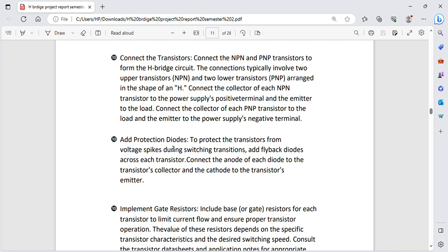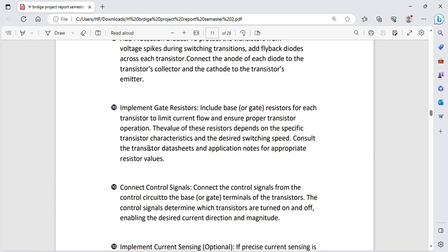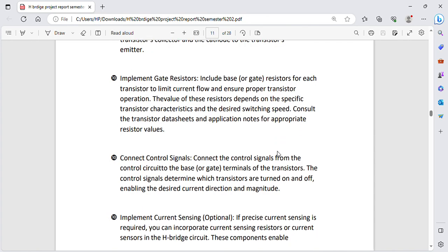Add protection diodes. They protect the transistors from voltage spikes during switching transitions, as flyback diodes across each transistor. Connect the anode of each diode to the transistor collector and the cathode to the transistor emitter. Implement gate resistors, including a base or gate resistor for each transistor, to limit current flow and ensure proper transistor operation. The value of these resistors depends on the specific transistor characteristics and the desired switching speed. Consult the transistor data sheets and apply the notes for appropriate resistor values.